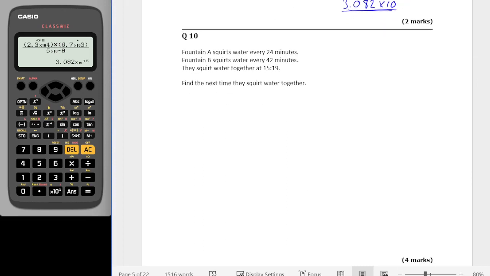Okay, question 10. Fountain A squirts water every 24 minutes and Fountain B squirts water every 42 minutes. They squirt water together at 15:19. Find the next time they squirt water together. So I want to find the lowest common multiple of these 2 numbers to start with.